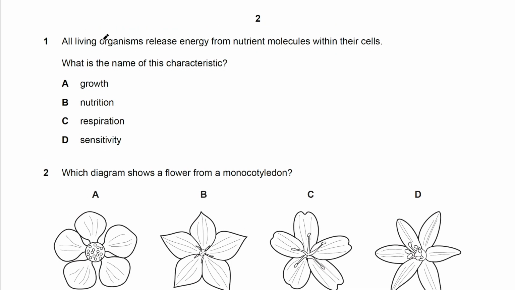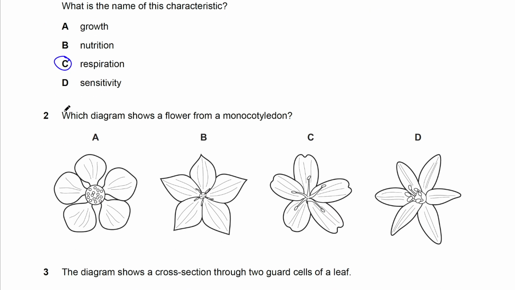Now, all living organisms release energy from nutrient molecules within their cells. What is the name of this characteristic? First of all, releasing energy from nutrient molecules, this metabolism or this process we call respiration. Very simple and easy. Let's read the options. A, growth, sure not. B, nutrition, also not. C, respiration, this is the right answer. D, sensitivity. So the right answer for the first question is C.